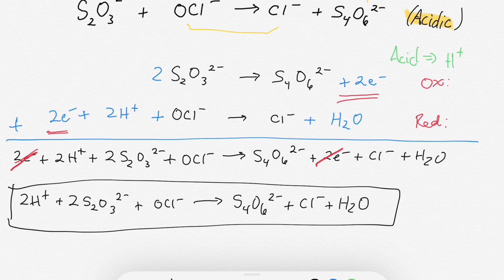And again, acidic solution just means that to balance the hydrogens, I simply have to add H+.